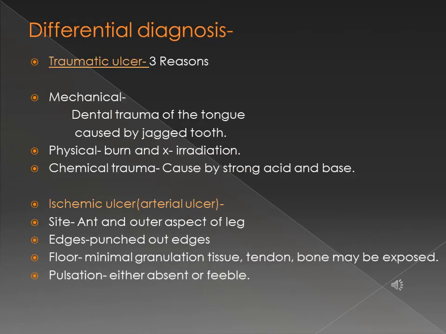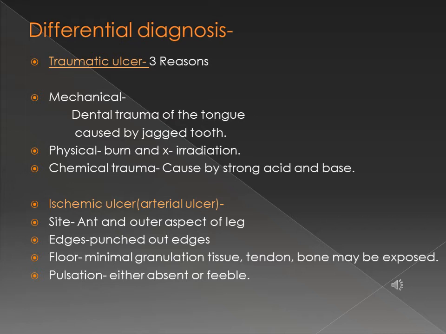Then we'll start with differential diagnosis. Traumatic ulcer. It majorly shows three reasons, that is mechanical, physical or chemical trauma. As we saw before, mechanical is seen in dental trauma of the tongue or caused by a jagged tooth. Physical is mostly seen in burn or X-ray radiation. Then the chemical trauma is caused by strong acid or base.